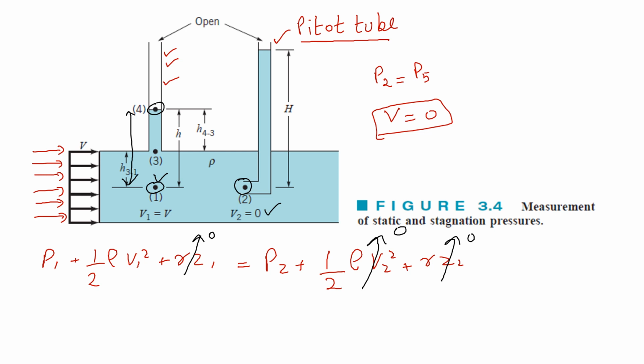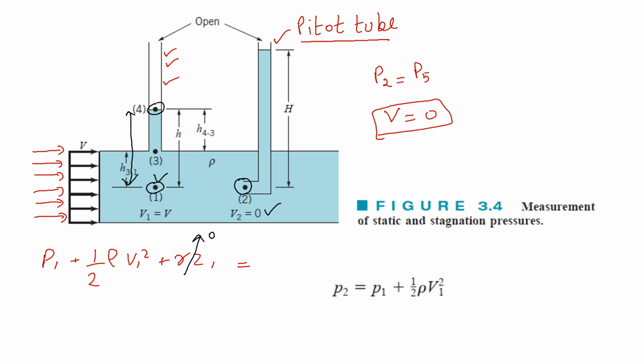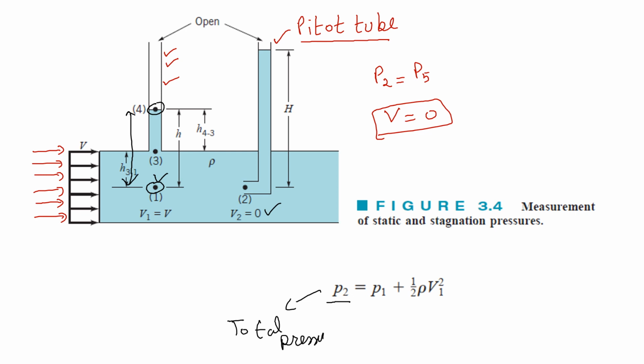So what we are going to get is an equation in this form: P2 is equal to P1 plus half rho V squared. So what does this equation mean? This equation shows us the different types of pressure. Point 2 is the point where the fluid is at rest, so here the pressure will be the total pressure. This pressure is also called stagnation pressure.